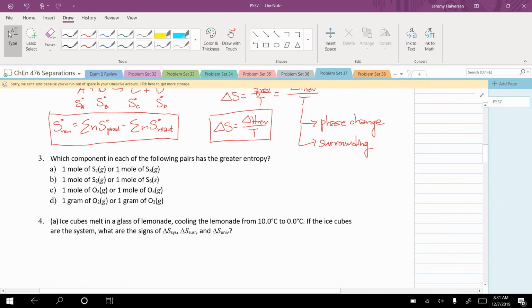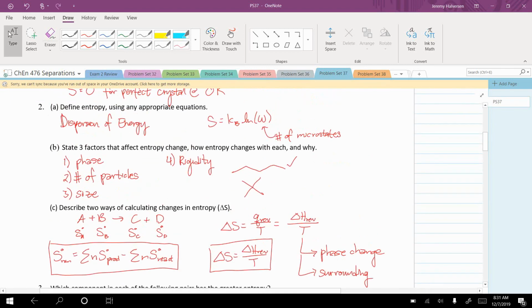All right, number 3, which component in each of the following pairs has the greatest entropy? All right, so we have 1 mole of S2 and 1 mole of S8. So the first thing I'm going to think about is if one of these has more particles, it's definitely going to have more entropy, but they both have 1 mole. So they both have 6.02 times 10 to the 23rd molecules. So the number of particles is the same.